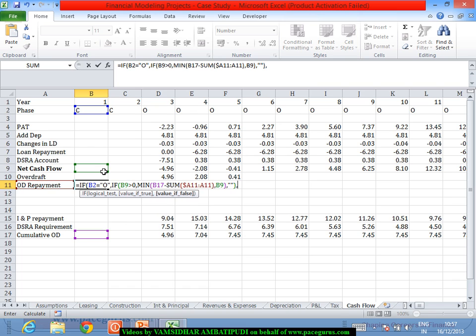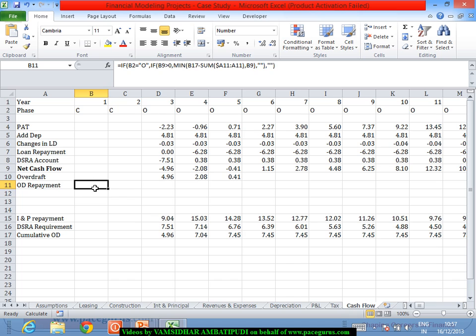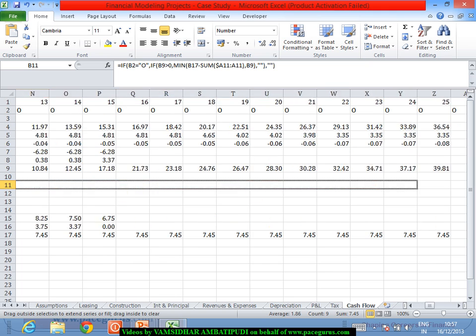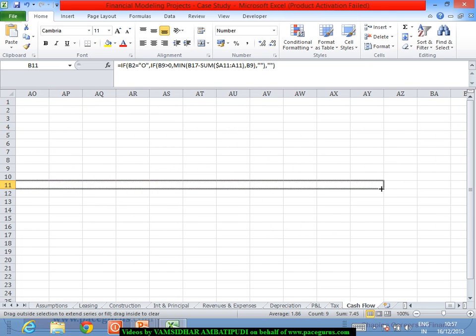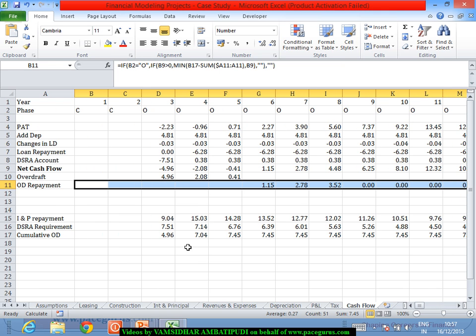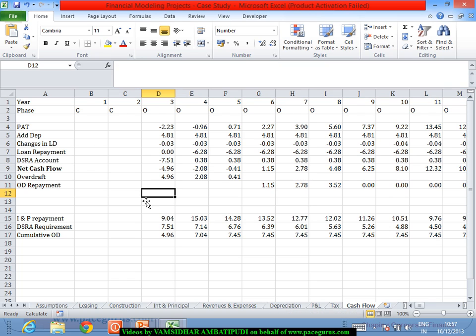Otherwise, if it is not greater than 0, I don't even bother. I'll replace it with a blank. And even if it is not operations, I'll not do anything. I'll replace it with a blank. So when I am dragging it across, yes, that is correct. We are seeing that the OD repayment is coming out to those kinds of numbers, and when dragging it across, the OD repayments are zeros across.